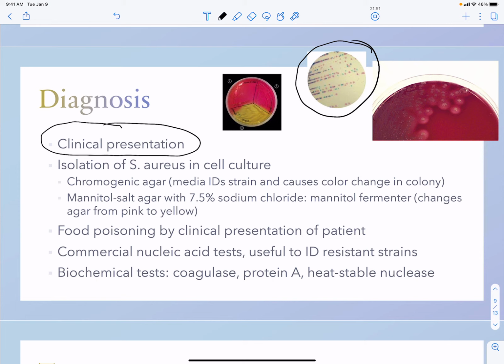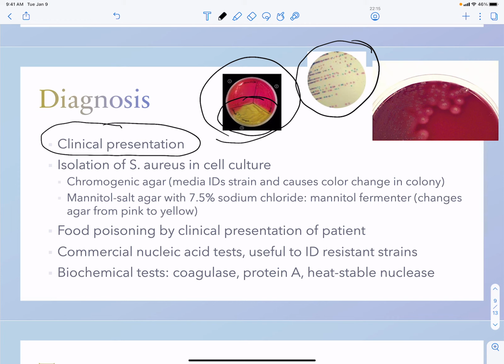Mannitol salt is, again, going to be selective for staph because they like salt. And so here's a mannitol salt, and you can see this yellow area, and that is going to be a mannitol fermenter. So Staph aureus is a mannitol fermenter. Other staph species can grow on this salt agar, but they cannot ferment mannitol. So these are just some ways to look at staph.